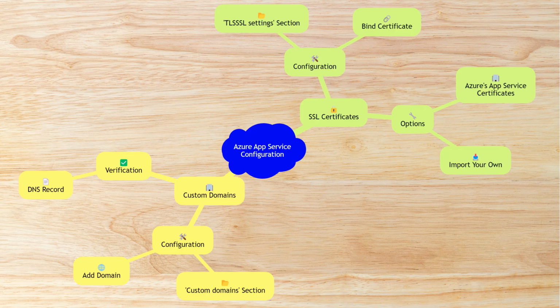Custom domains and SSL certificates enhance the professionalism and security of your Azure App Service. To configure a custom domain, navigate to the Custom Domains section and add your domain. Verify ownership by adding a DNS record. For SSL certificates, you can use Azure's App Service certificates or import your own. Navigate to the TLS/SSL Settings section to bind the certificate to your custom domain, ensuring secure communication.